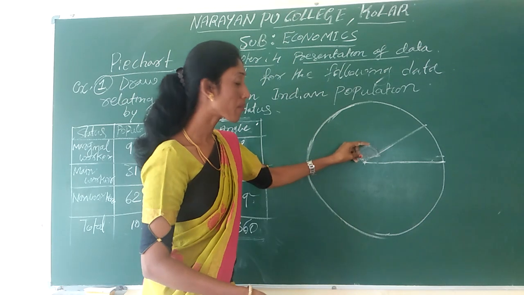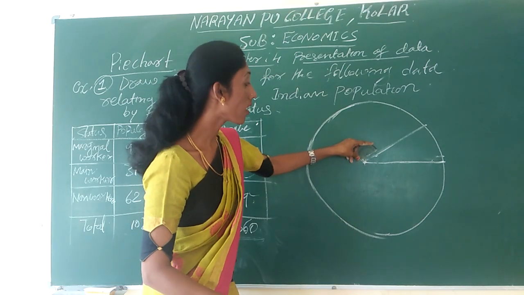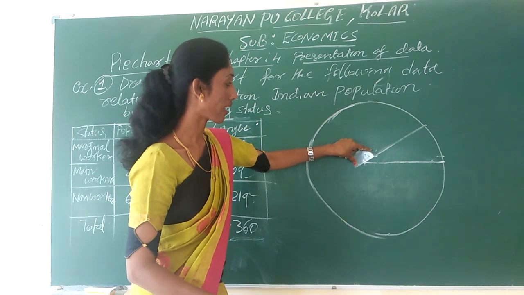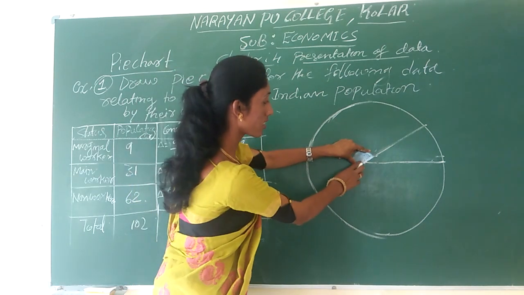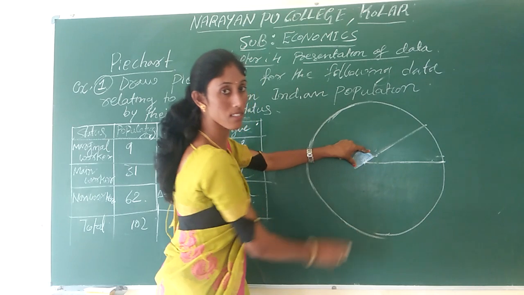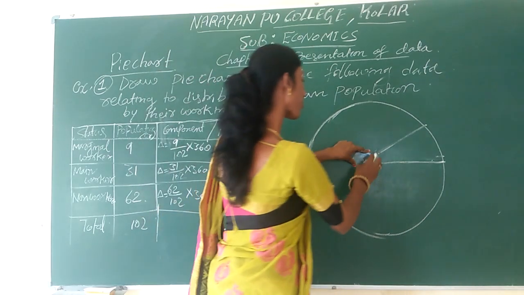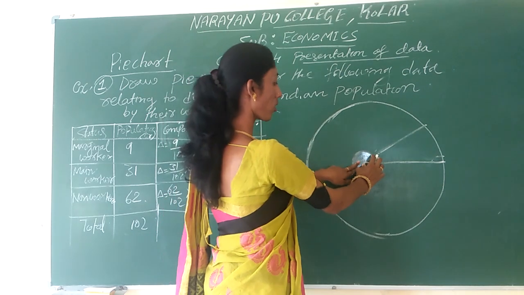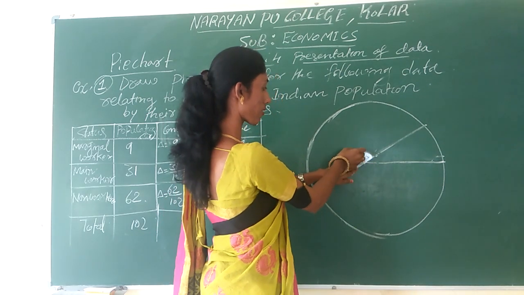You should keep the protractor on the line of the first angle. This 0 line should be on this. Okay. From here, 109. 109 means it is 90, right?